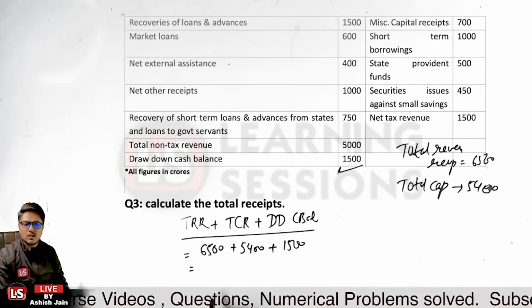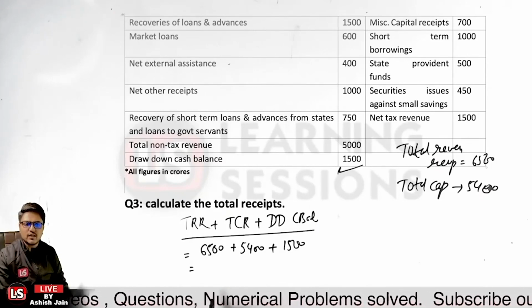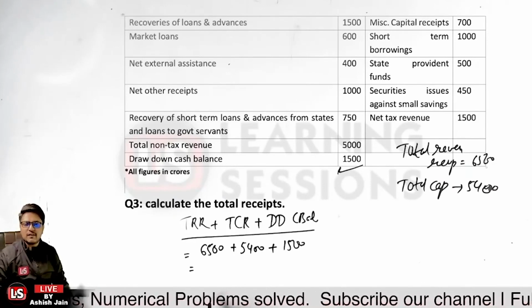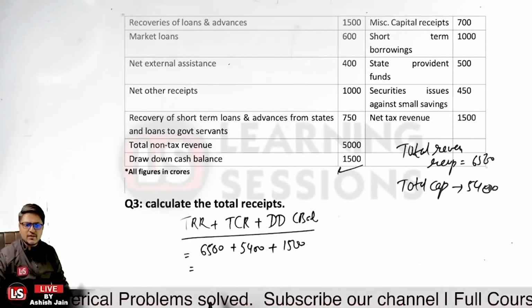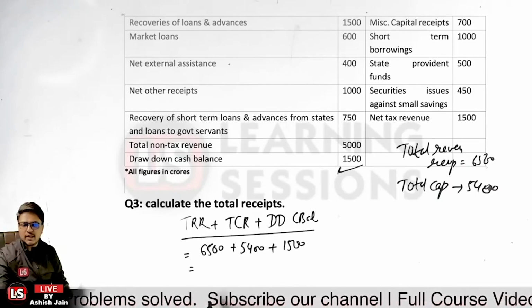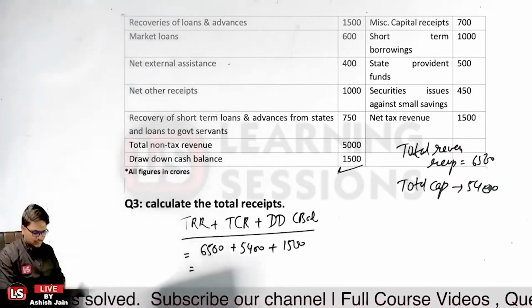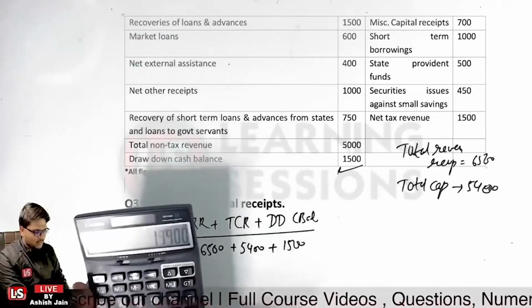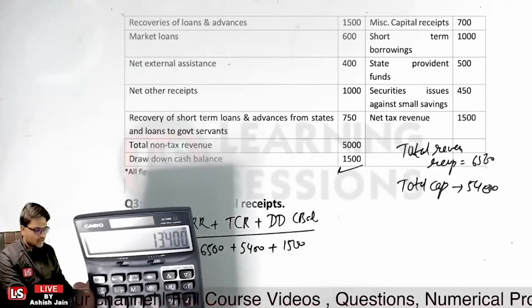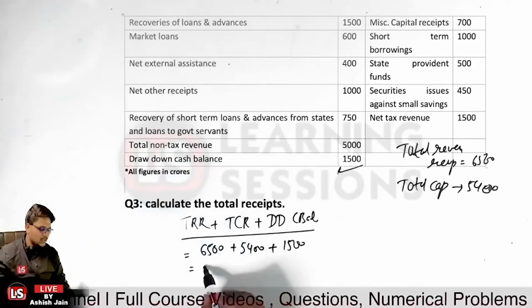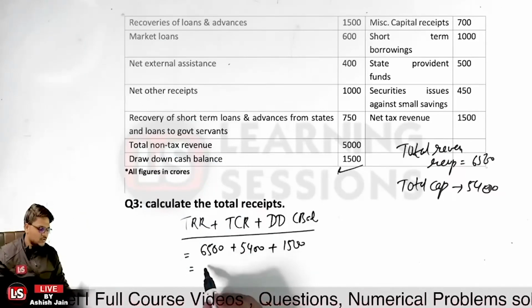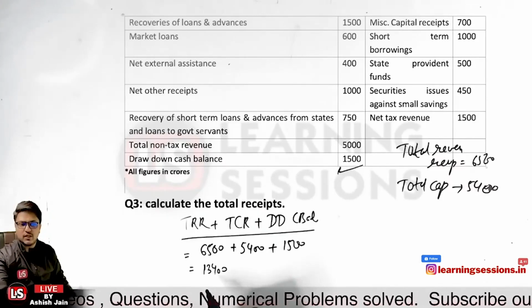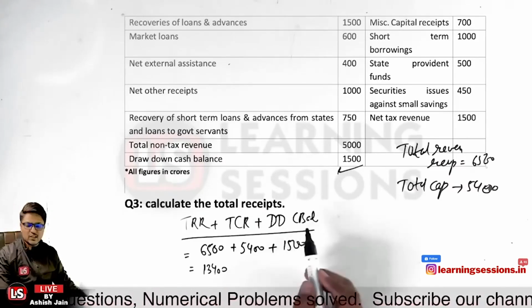So what would be the answer over here? The right answer will be equal to 6,500 plus 5,400 plus 1,500, that is 13,400. We need to understand there are three terms in the case of the total receipts. So that is the catch part over here.